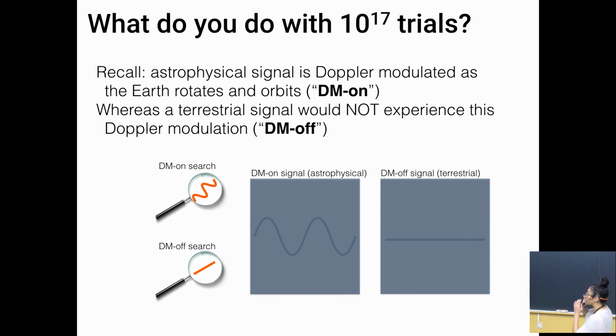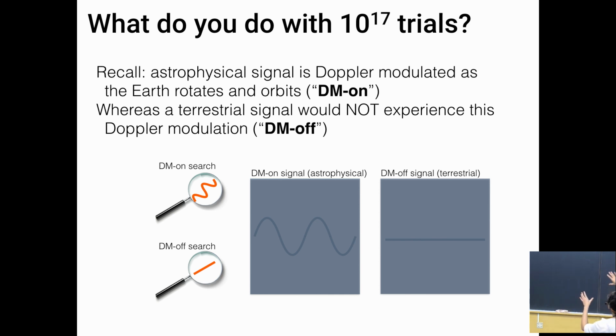And so that's really all it is. Don't worry about the specific words, but the astrophysical signals are going to exhibit this modulation. The detector disturbances, which are from the Earth, are not. They're going to be relatively flat, right? And so what you do is you run these two types of searches.